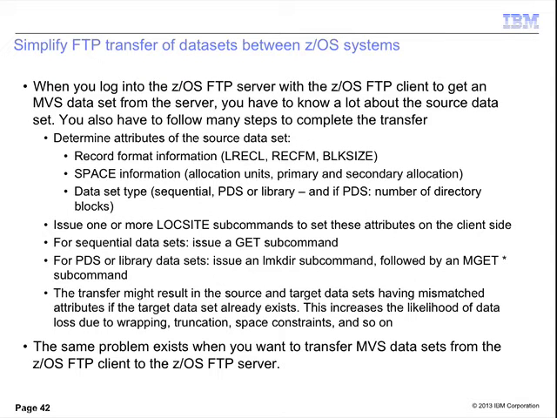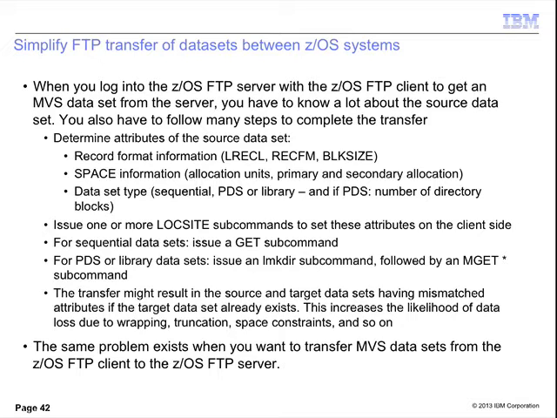The next chart talks to simplification of transfers of data sets with FTP on z/OS. And what this kind of gets to is the fact that MVS data sets, as we all know, are fairly complicated beasts. I mean, first of all, you have a lot of different types. You have to know, are you talking about a sequential data set? Are you talking about a PDS? What's the logical record length? What's the record format? There's a lot of things you need to know if you're talking about an MVS data set.